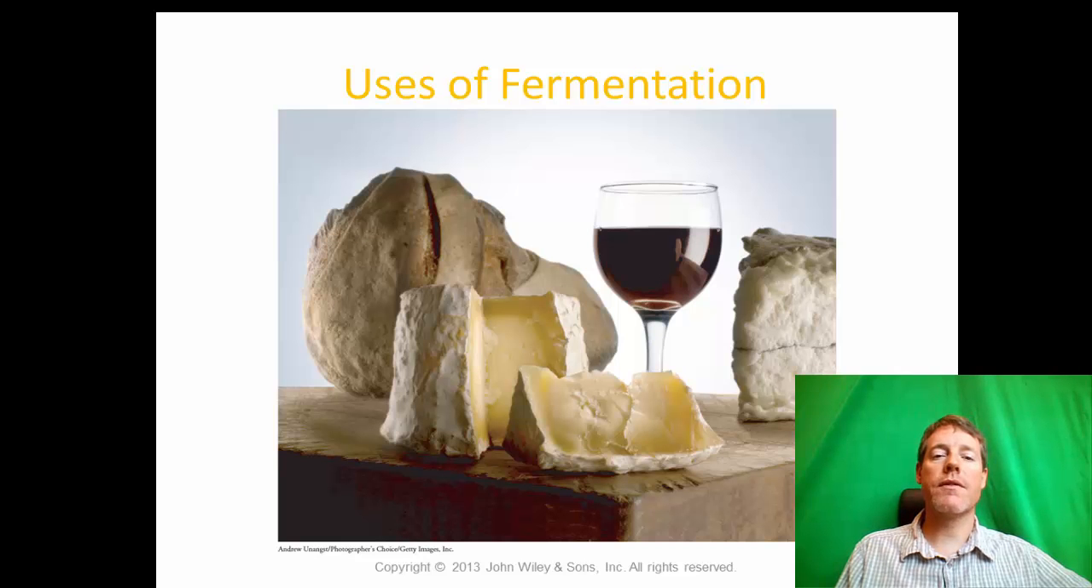We also harness fermentation in food production, as I mentioned a minute ago. Here are some examples: bread, cheese, and wine. Cheeses that are aged are being aged by bacteria and fungi that are exuding enzymes within the cheese, and those enzymes convert the carbohydrates in the cheese into byproducts that are more interesting in flavor, and they make the cheese taste more interesting.